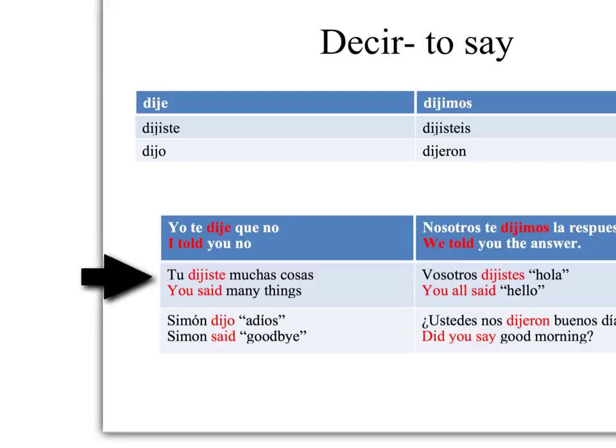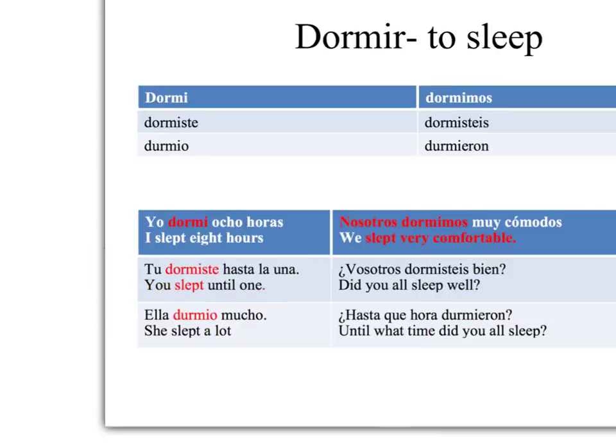Let's take a look at the tú form here. Tú dijiste muchas cosas, and that will translate to you said many things. And again, I want to emphasize that this form of the verb, the form of preterite, will translate to past tense in English. Pause the movie so you can carefully look at the examples.